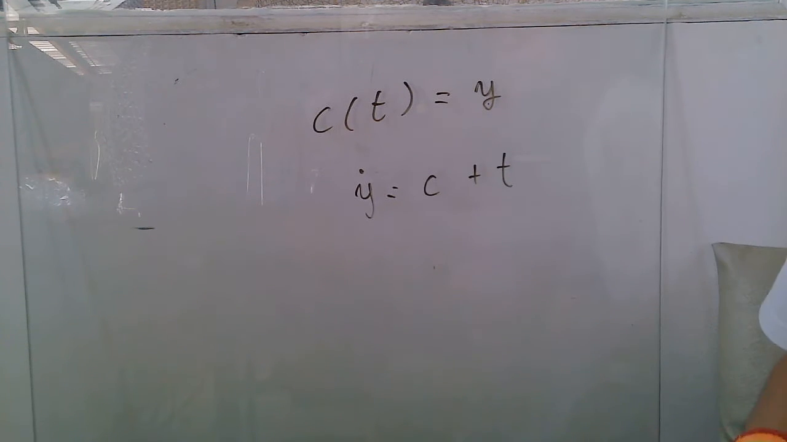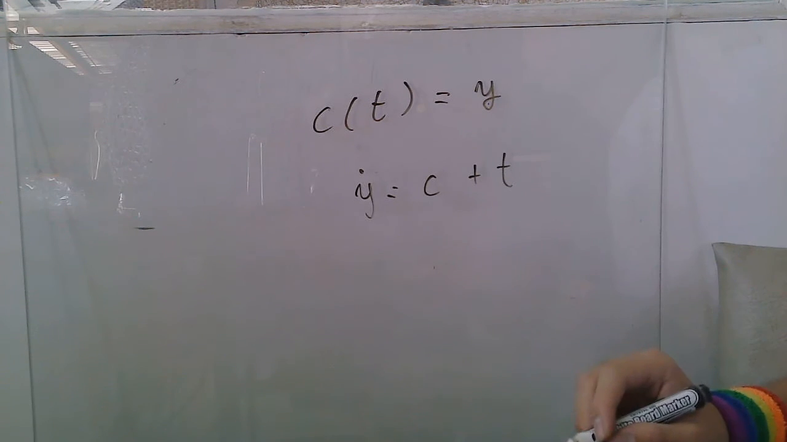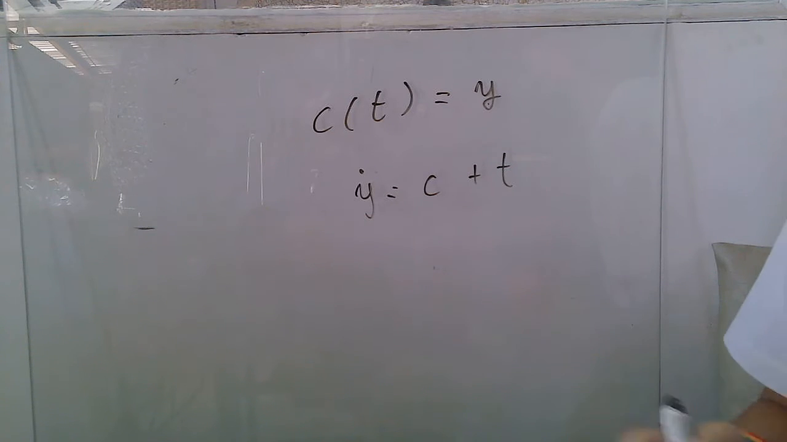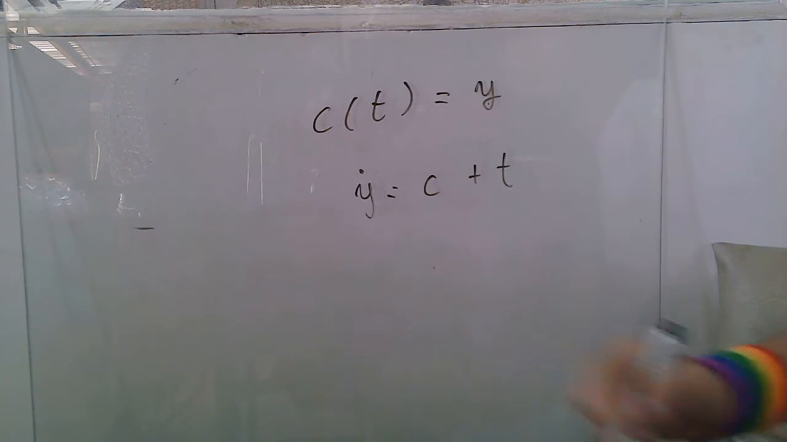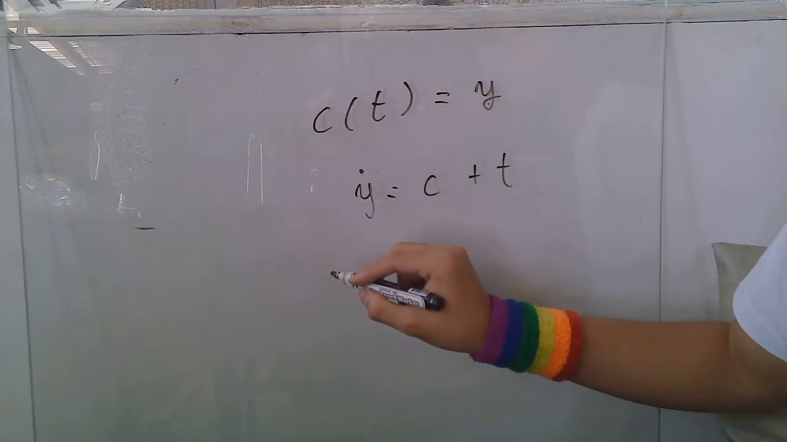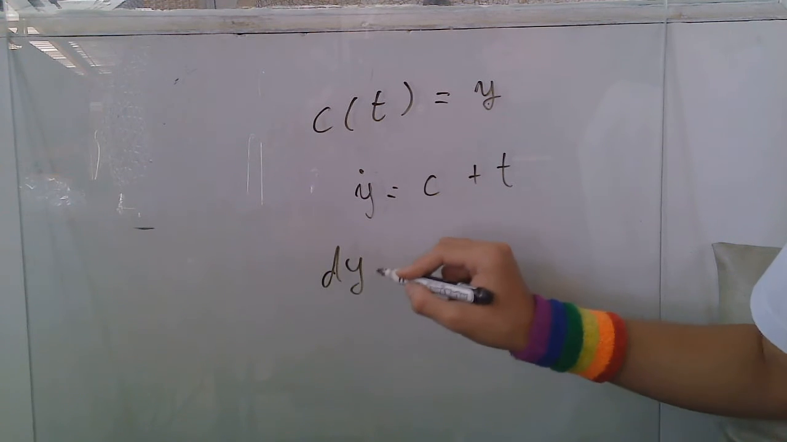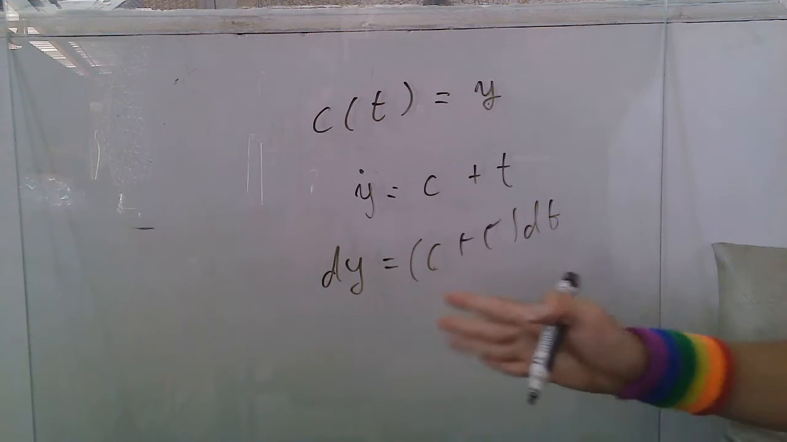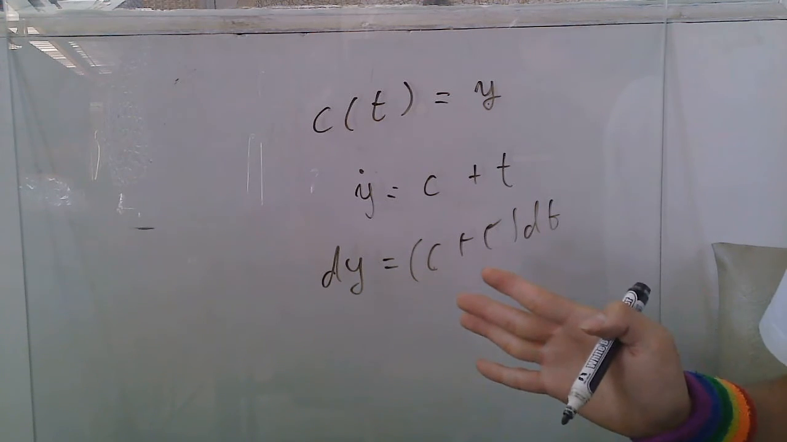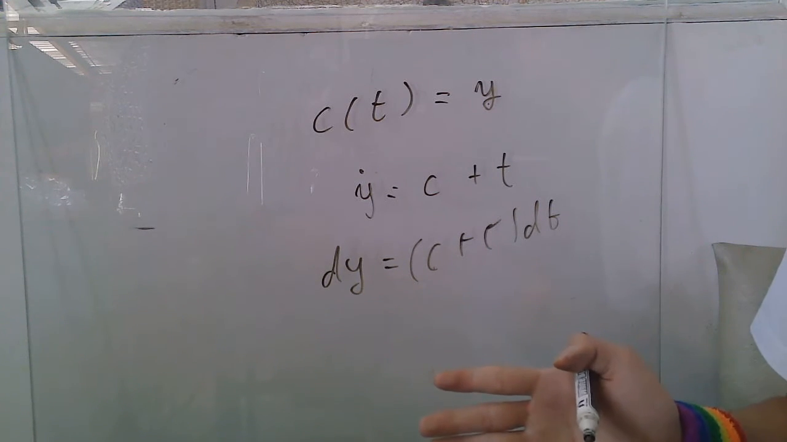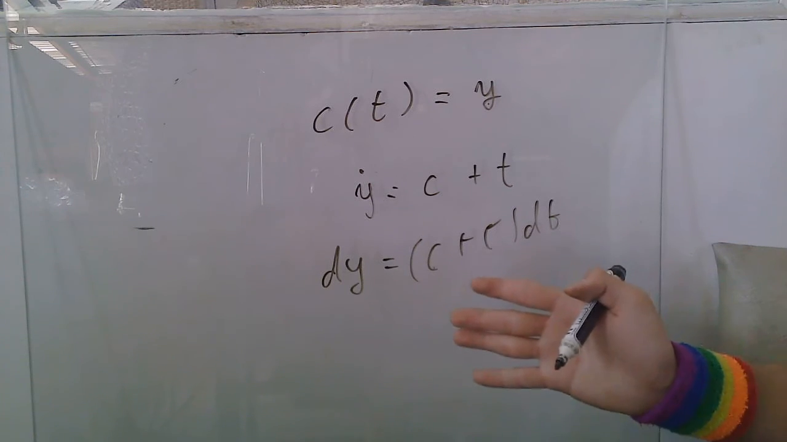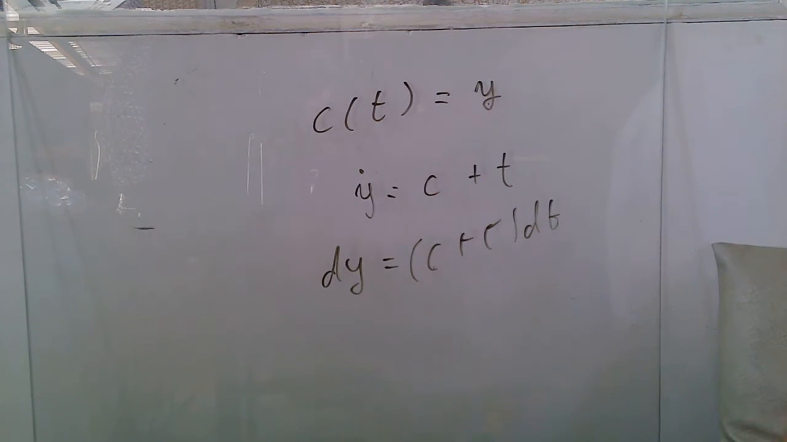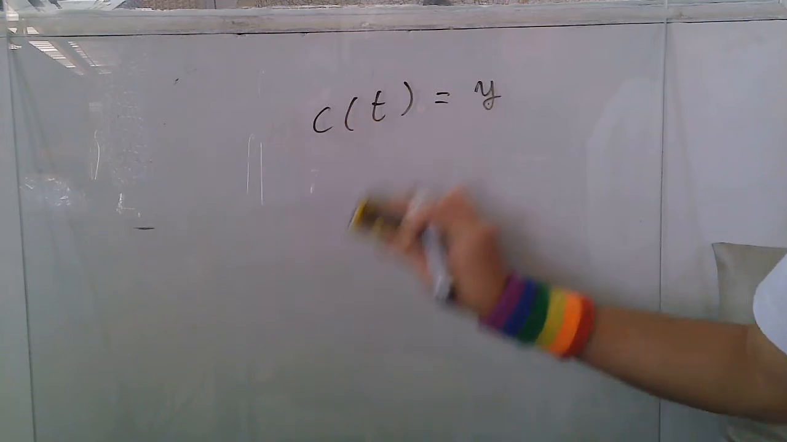C plus t. How do we solve this? Well, we can't really separate the variables. I don't want to separate the variables. We can definitely separate the variables and go, well, dy equals c plus t dt. There's definitely an analytical solution to this, which is something like e, Euler's number. But what if we want to approximate it numerically?